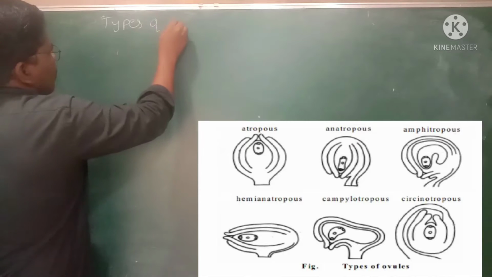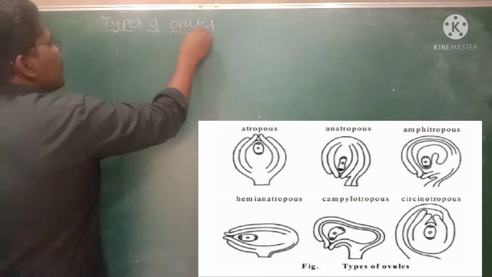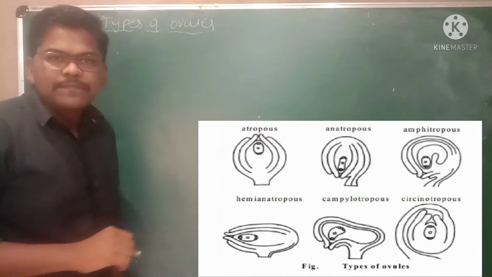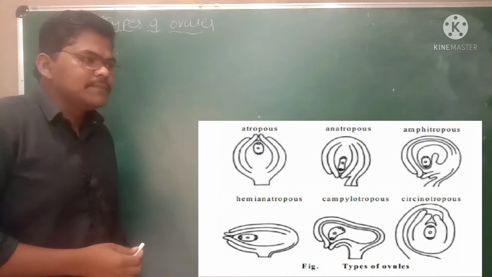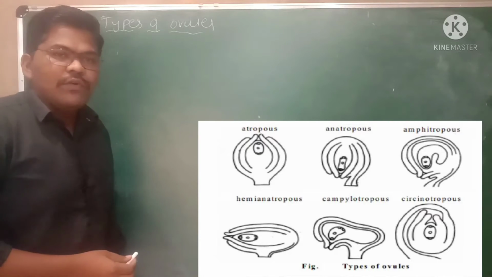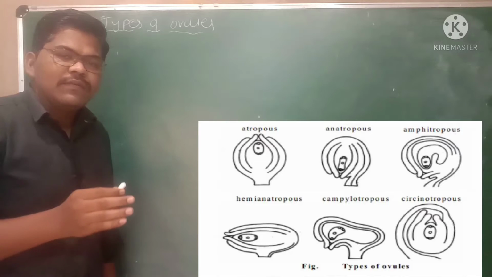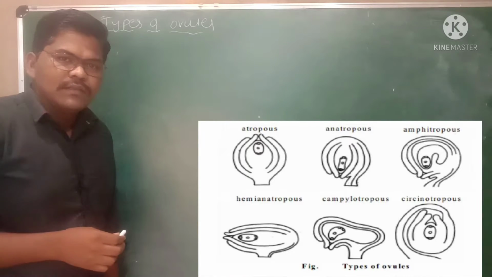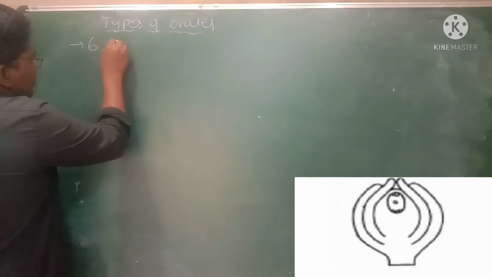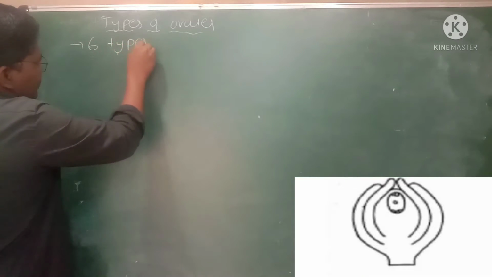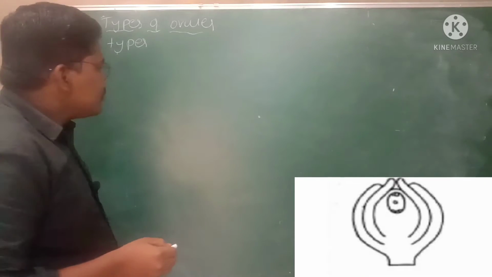Types of ovules. The ovule is present in the ovary. Based on the arrangement of different parts, the ovules are divided into 6 types.